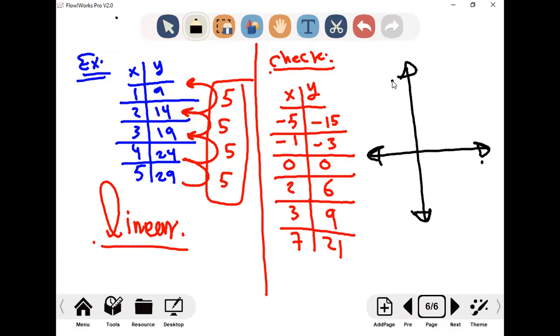So -1, 0, 2, 3. This is -1, right? And this is -3 down. -1 with -3, something here, right? 0 with 0, something here, right? -5 here, and -15 should be here, right? Something here, some place. Do you understand? Then 0 with 0 we said, 2 with 6, this 2, this 6, somewhere here, right? 3 with 9.